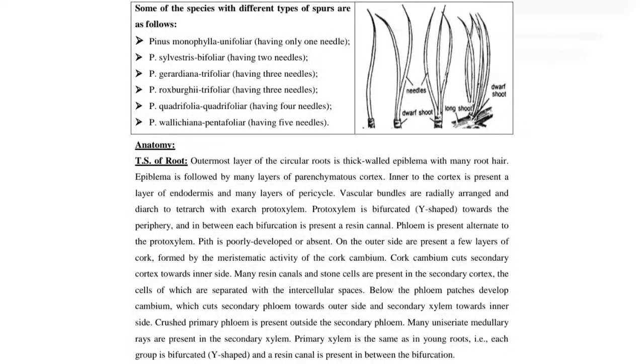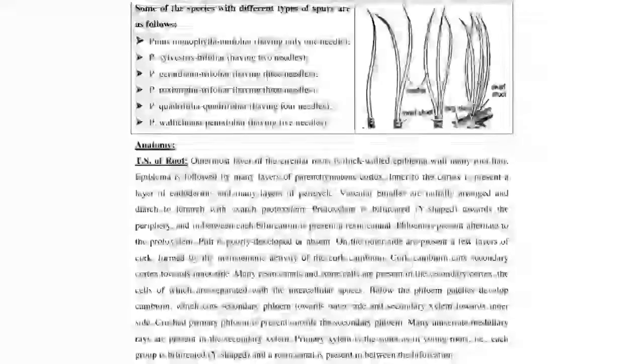On the outer side are present a few layers of cork, formed by the meristematic activity of the cork cambium. Cork cambium cuts secondary cortex towards inner side. Many resin canals and stone cells are present in the secondary cortex, the cells of which are separated with the intercellular spaces. Below the phloem patches develop cambium, which cuts secondary phloem towards outer side and secondary xylem towards inner side. Crushed primary phloem is present outside the secondary phloem. Many uniseriate medullary rays are present in the secondary xylem. Primary xylem is the same as in young roots, i.e., each group is bifurcated Y-shaped, and a resin canal is present in between the bifurcation.